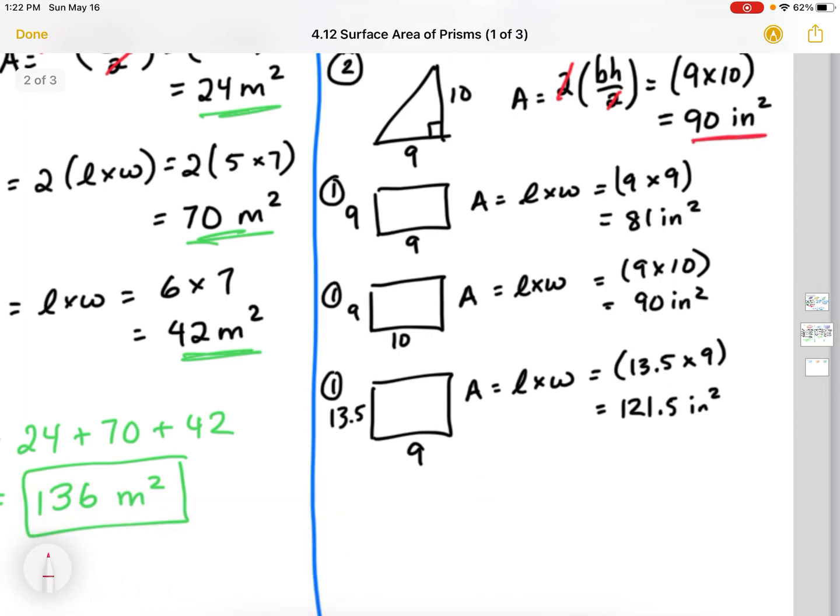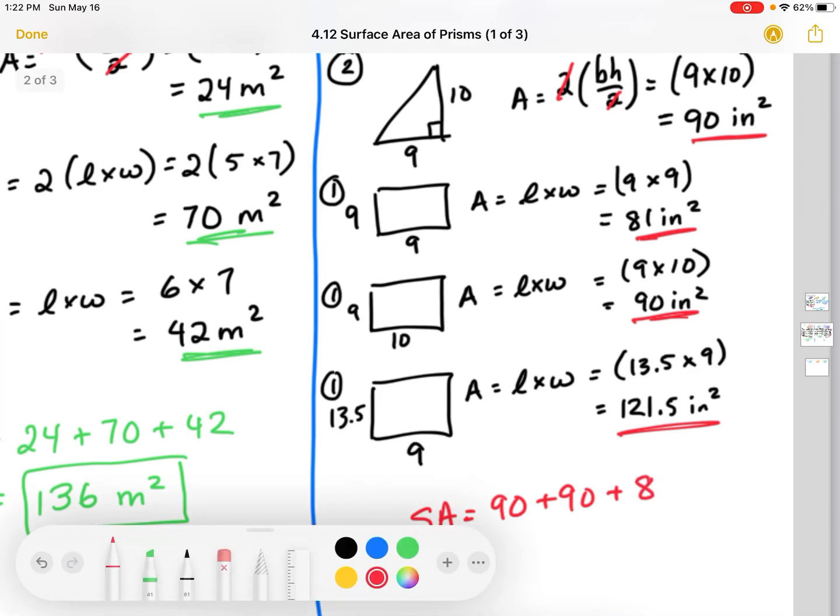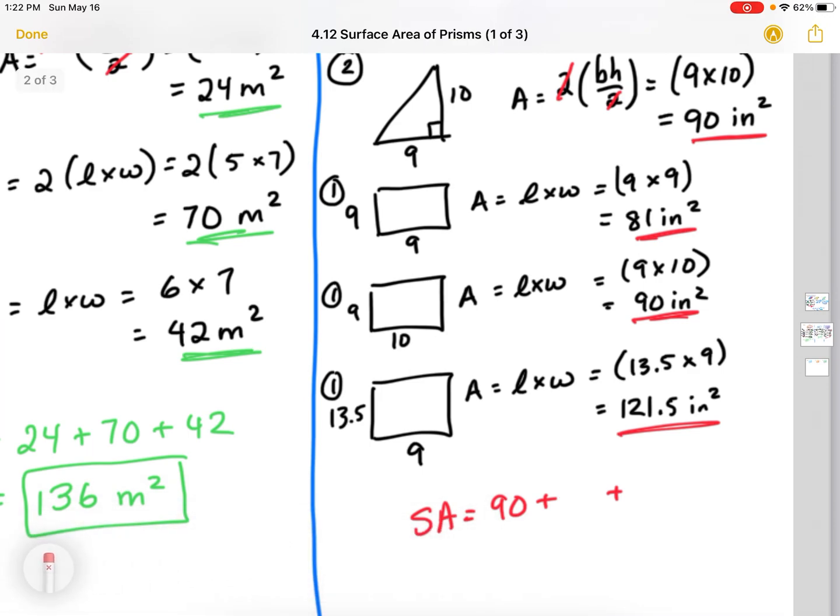Now I've got this one, this one, this one, and this one. For total surface area, I've got to add those up. So 90 plus 81 plus 90 plus 121.5 equals, I'm going to do that again because I don't trust my button pushing.